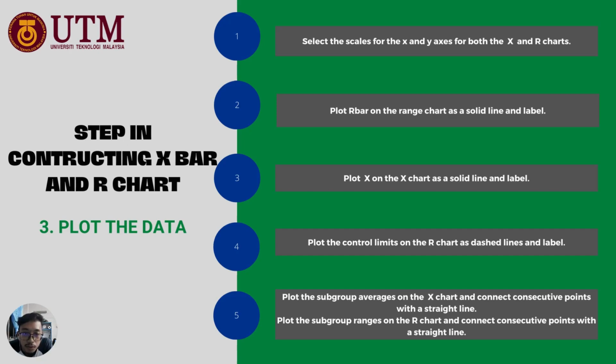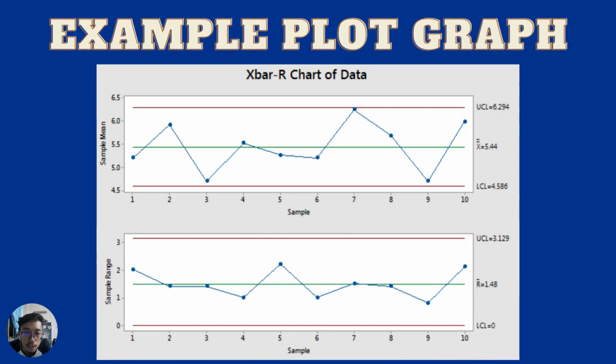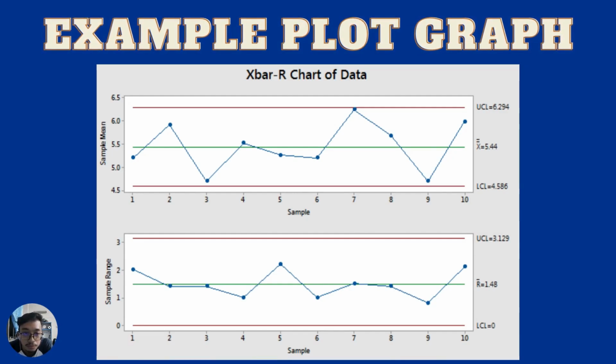The next one is the steps in constructing the X bar and R chart. To plot the data, the first one, we need to select the scales for the X and Y axes for both the X bar and R charts. Number 2, plot R bar on the range chart as a solid line and label it. The third one is plot X double bar on the X bar chart as a solid line and label it. 4, plot the control limits on the R chart as dashed lines and label them. Number 5, which is the last one, is plot the subgroup average on the X bar chart and connect consecutive points with a straight line. And also plot the subgroup range on the R chart and connect consecutive points with a straight line.